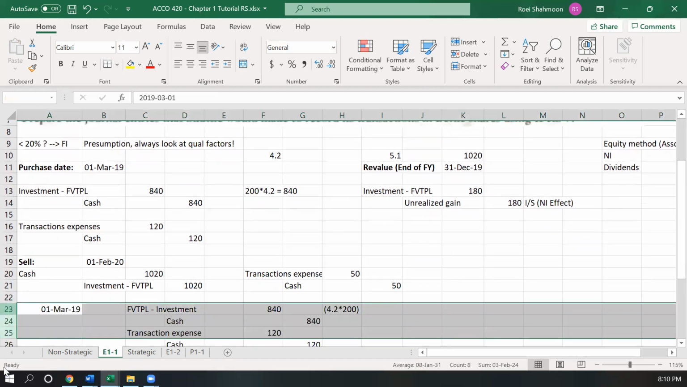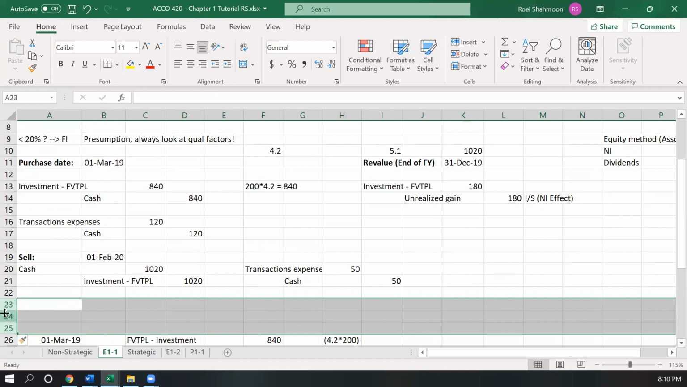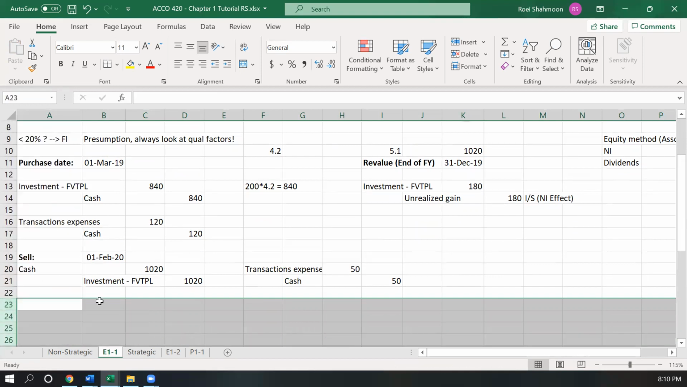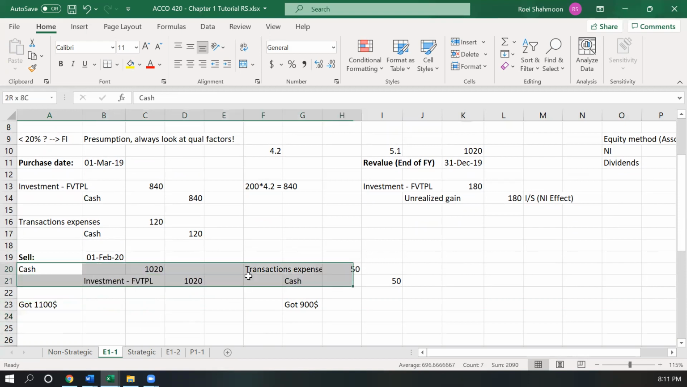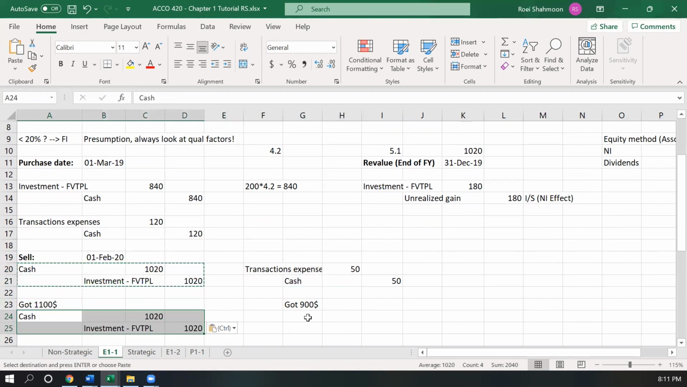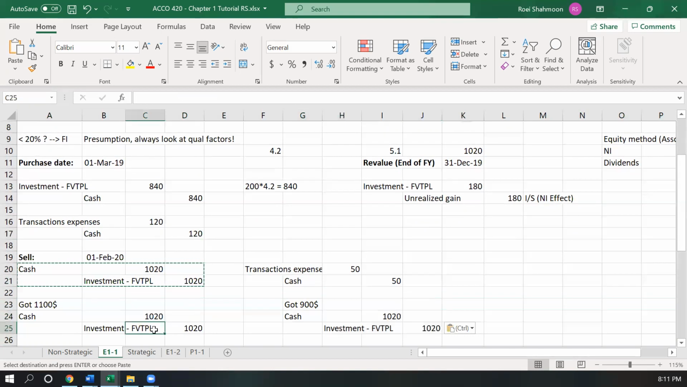Now, I just want to say something here, because what if I got $1,100, and then we're going to do another scenario, got $900. So we're going to change the question a little bit. Notice here I got more and here I got less. What do we do in this scenario? I'm going to copy paste this entry because it stays the same. The numbers are going to change. So cash here now I get 1100, and cash here now I get 900. That's the only thing that changes.